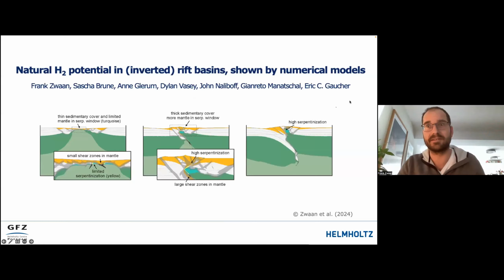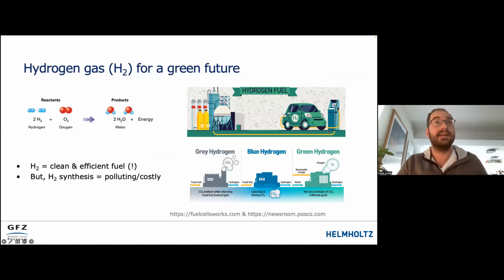And these are some results that are already shown here in this slide. So the reason that I started this project is that we are trying to realize the energy transition, and we want to move away from carbon fossil fuels. And hydrogen gas seems to be a very nice means of getting energy. And if you burn hydrogen, you only get water and energy, so that's very clean.